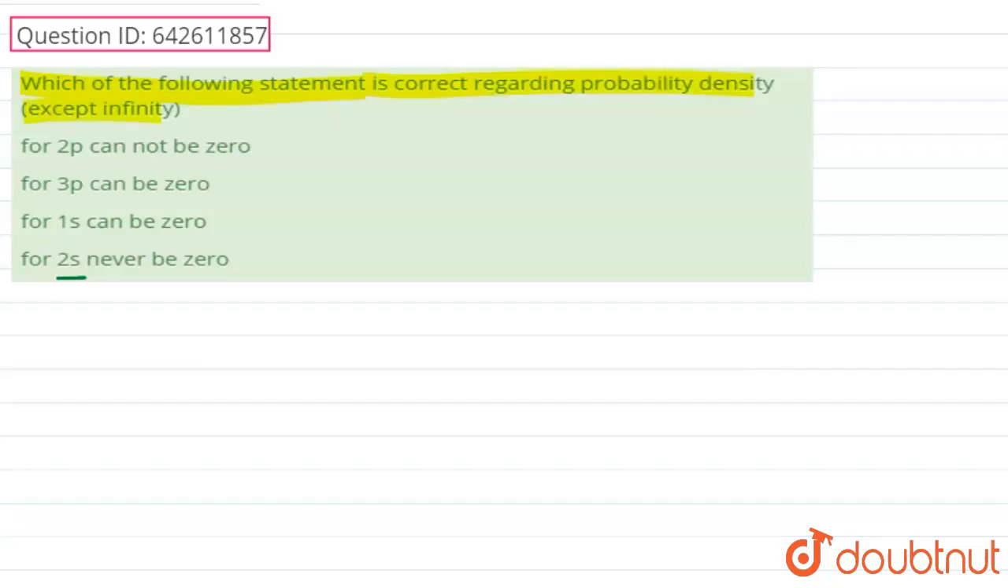Hello guys, the question says which of the following statements is correct regarding probability density, except infinity. First option: for 2p it cannot be 0. Second option: for 3p it cannot be 0. Third option: for 1s it can be 0. And fourth option: for 2s it is never 0.